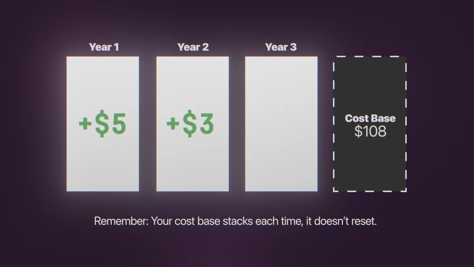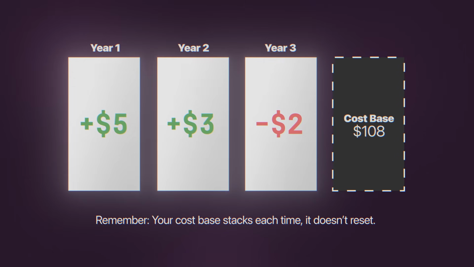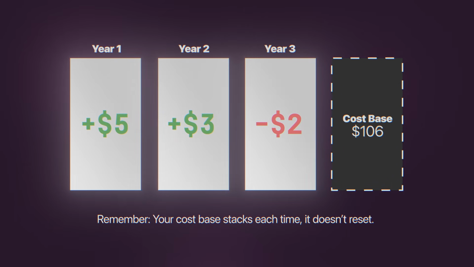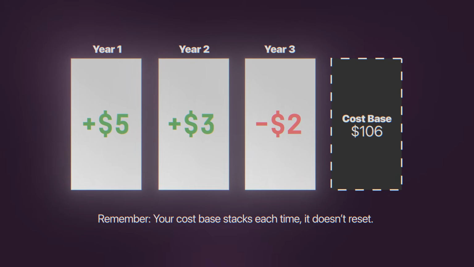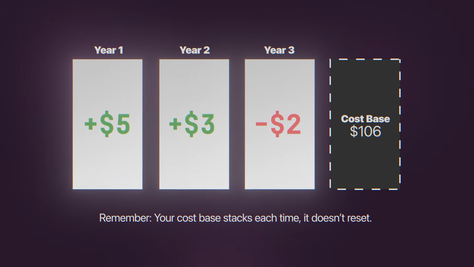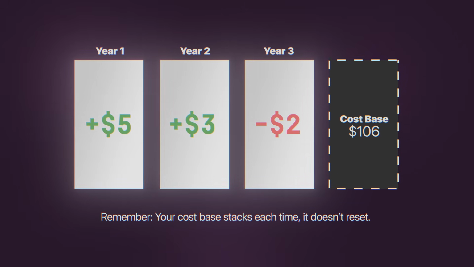Year 3, you get a different adjustment, a $2 cost base decrease. So now $108 becomes $106. So after 3 years, your cost base is $106, not $100. And here's why that matters, because let's say you sell for $110 at some point in the future. Most investors think that's a $10 gain. But as we've seen, the real gain is $4. So that's a huge difference from small adjustments most people don't even notice.